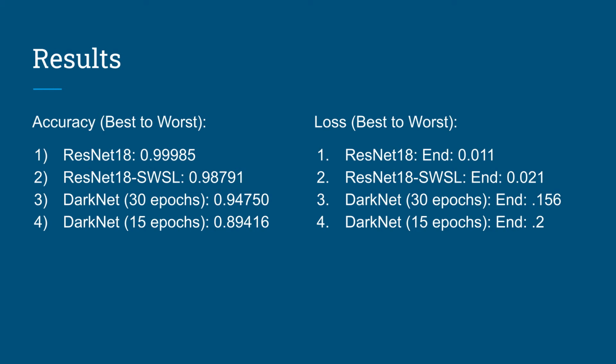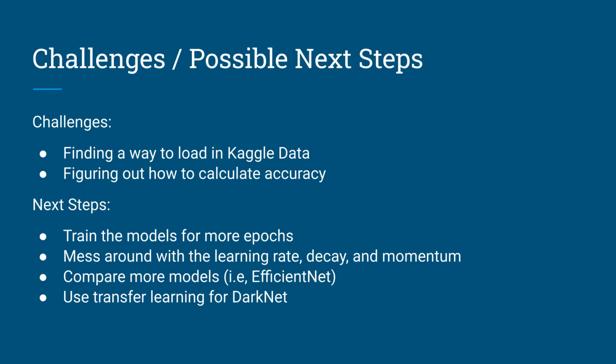The reason we believe that the ResNet models did better than the DarkNet models is because the ResNet models were already pre-trained, while the DarkNet model had to be trained from scratch, so it took more epochs to catch up to the ResNet models. Here are some of the challenges we faced while doing this project.